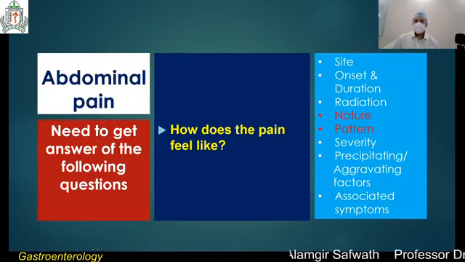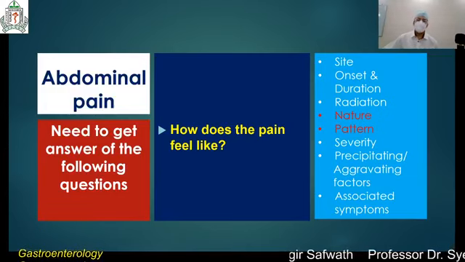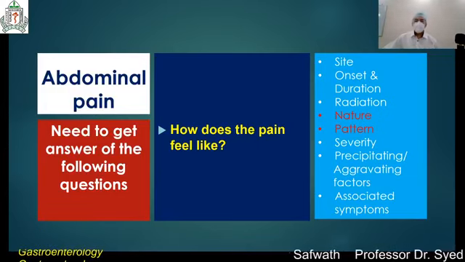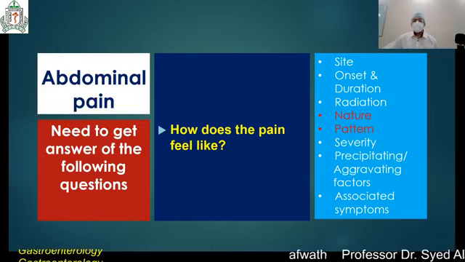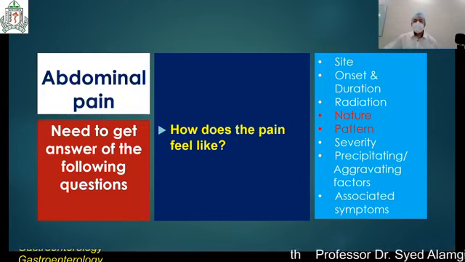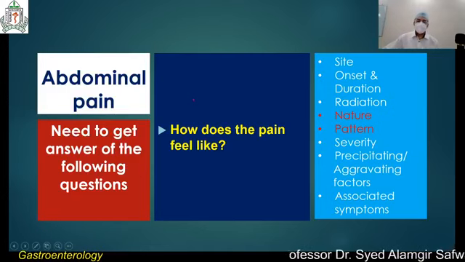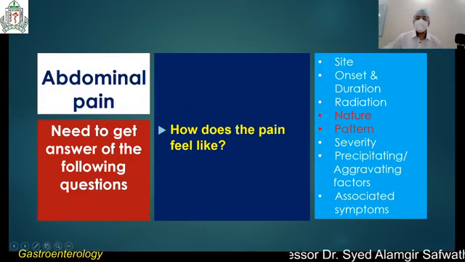Colicky means the pain which is coming from an abdominal hollow viscus. Burning pain may come from peptic ulcer disease. A constant pain over the abdomen can come from a solid organ. So you have to ask the patient, how does the pain feel like?